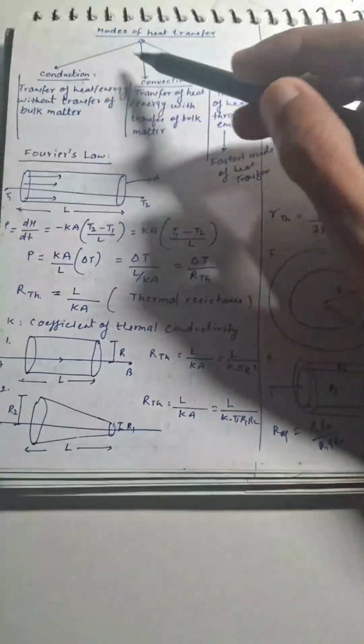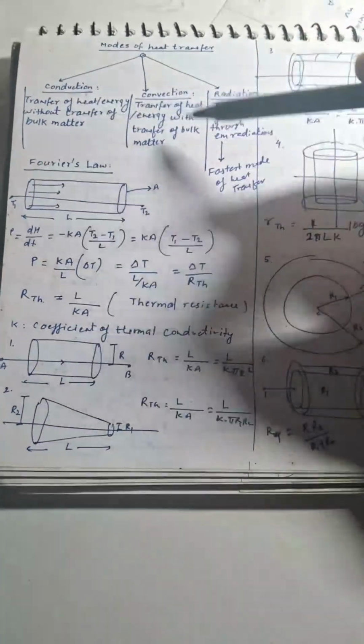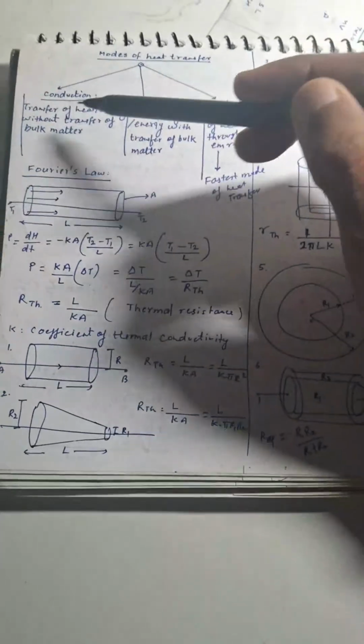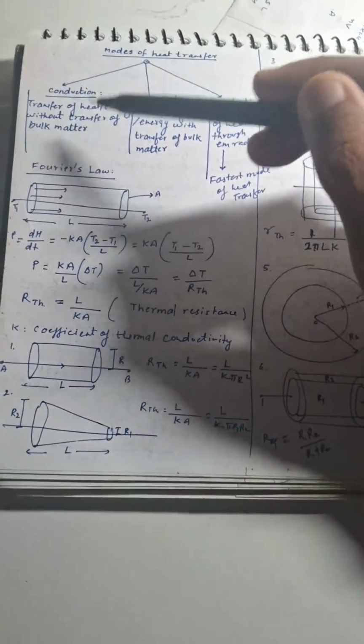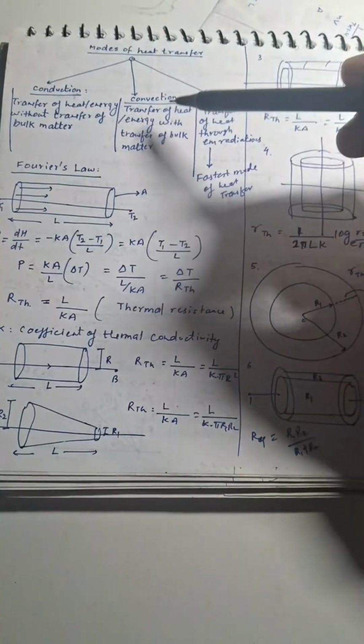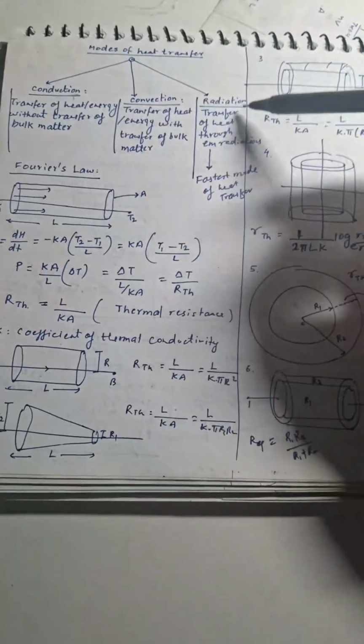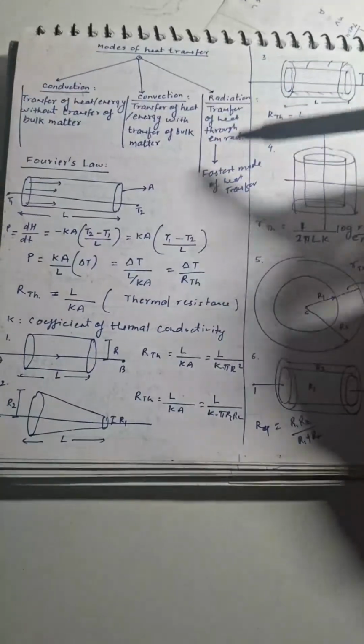Next we have a discussion on modes of heat transfer. So there are three modes: conduction, convection, radiation. Conduction is where a material medium is needed, convection needs a material medium as well as gravity, and radiation is in the form of EM radiations, which is the fastest mode.